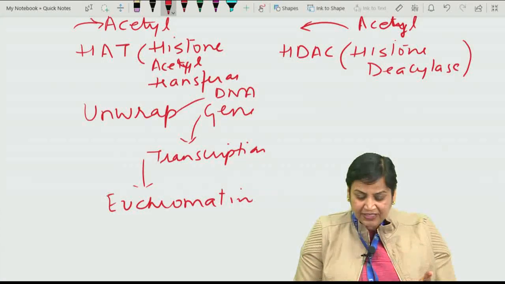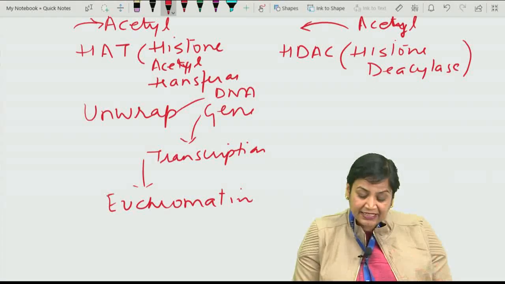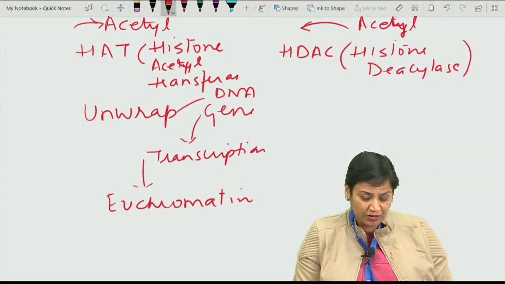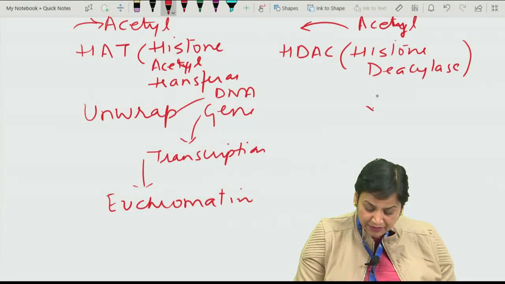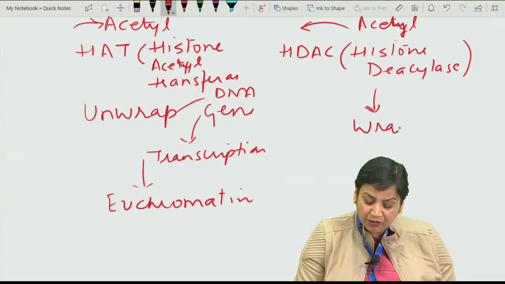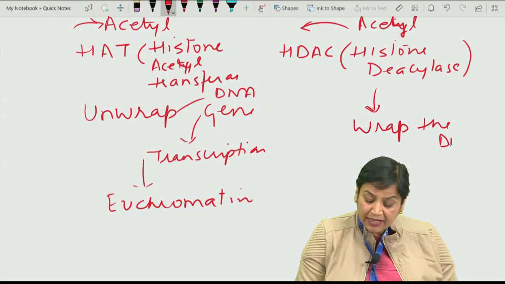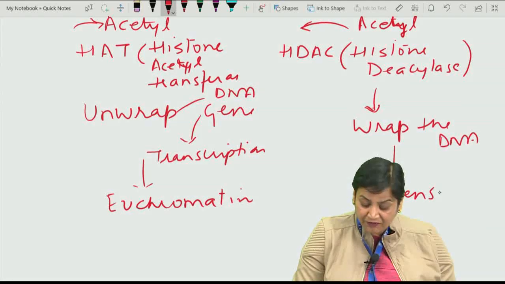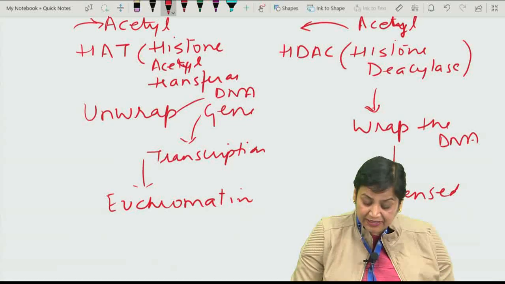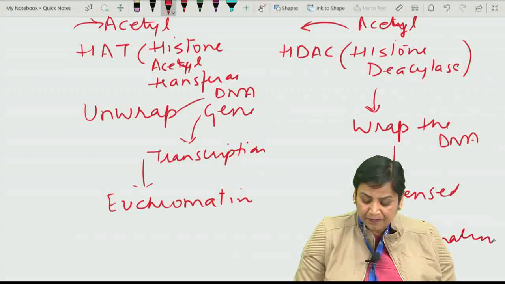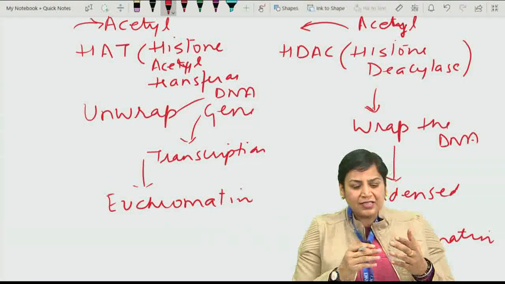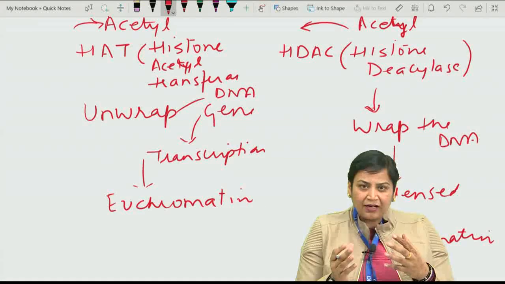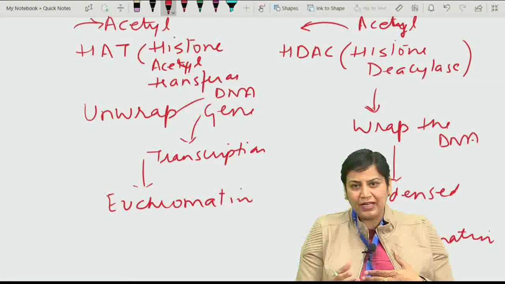On the other hand, in deacylation we are taking that acyl group out. If we are taking that acyl group out, that means we are wrapping the DNA now. If we are wrapping the DNA, that means we are making it more condensed. And when it is more condensed, it is a darkly stained region, or it is rich in heterochromatin. So there is a continuous process, unwrapping and wrapping of DNA takes place.